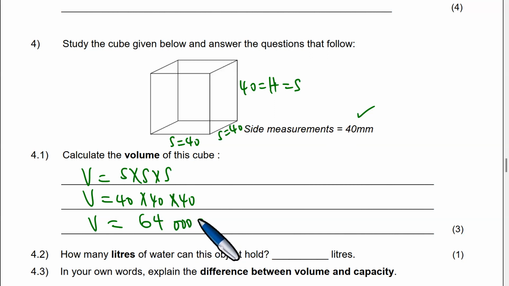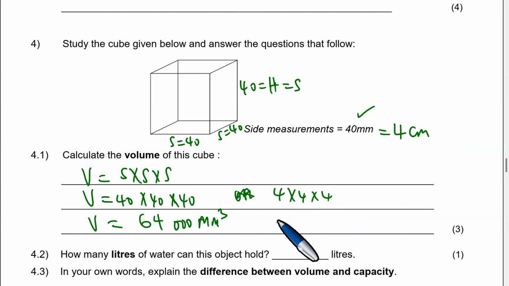So 40 by 40 by 40 is the same as 64,000 cubic millimeters. But you can also do it in centimeters, because 40 millimeters is also the same as 4 centimeters. So here you can say 4 by 4 by 4, which is 64 cubic centimeters. You can also do your answer in millimeters, but you can also do it in centimeters. Any question? No question. All right, we continue.